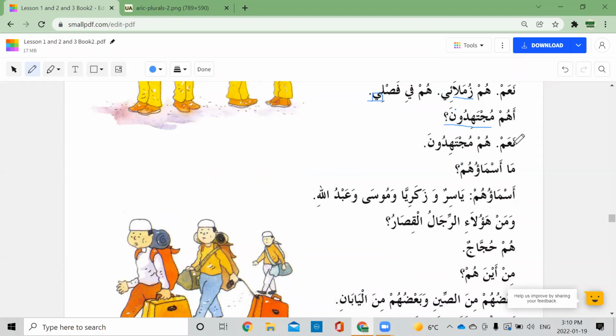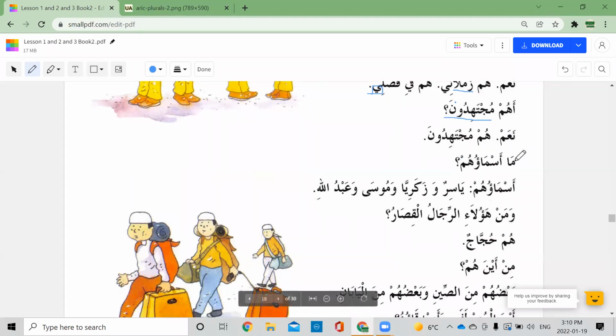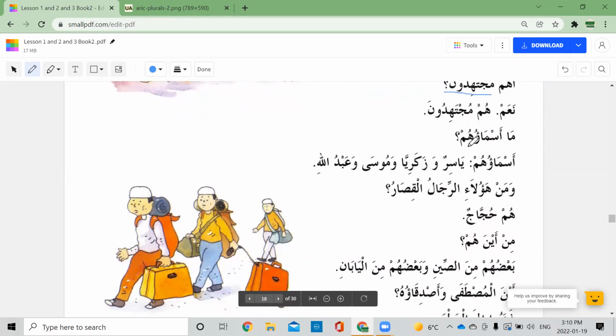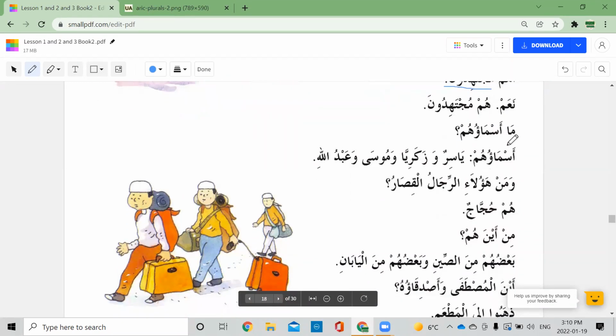Ahum mustahiduna? Are they hardworking? Naam, hum mustahiduna. Yes, they are hardworking. Ma asma'uhum? What are their names? Asma'uhum Yasirun wa Zakaria wa Musa wa Abdullahi. Their names are Yasir, Zakaria, Musa, and Abdullah.